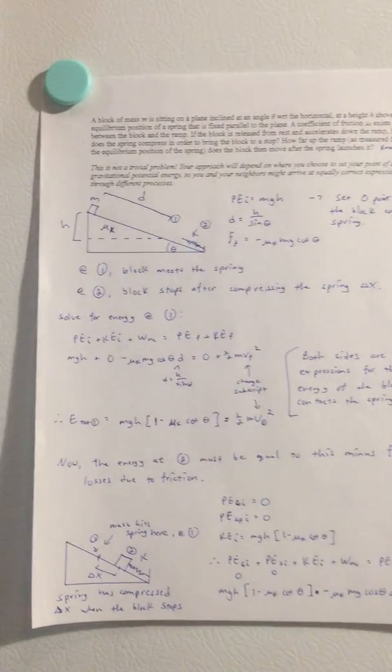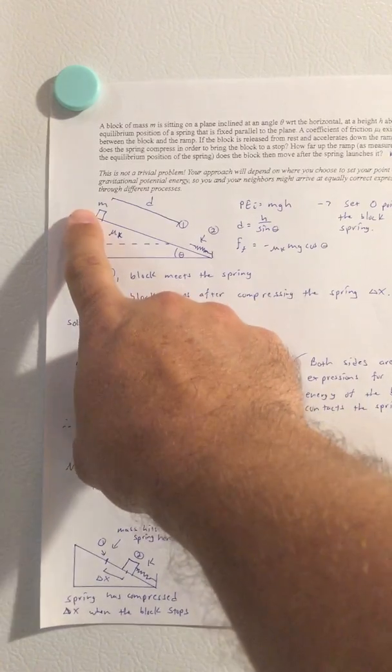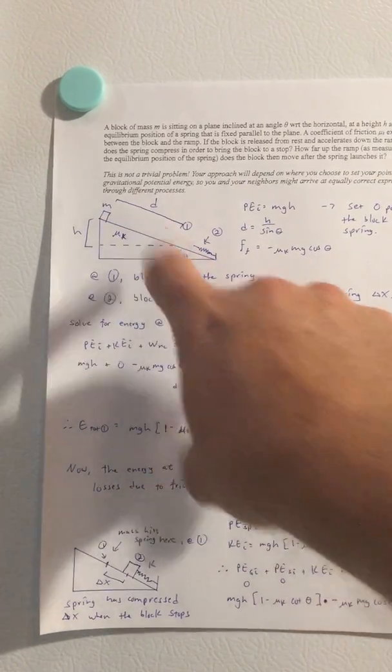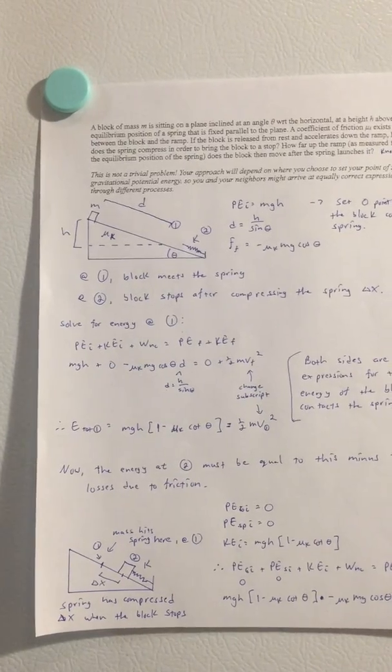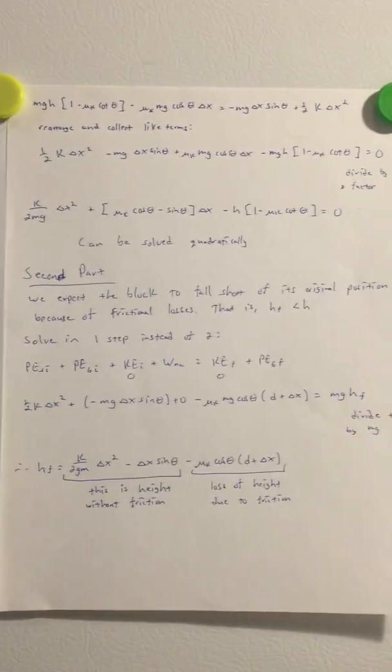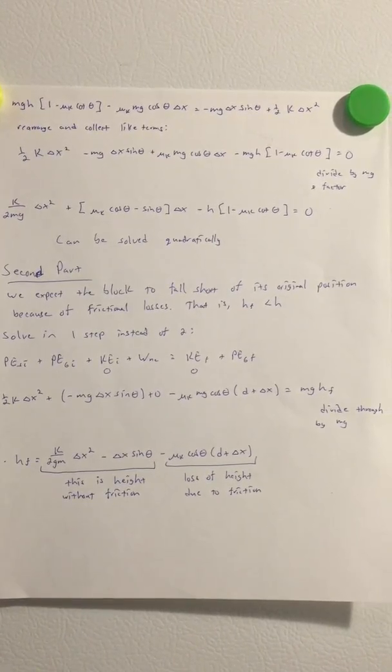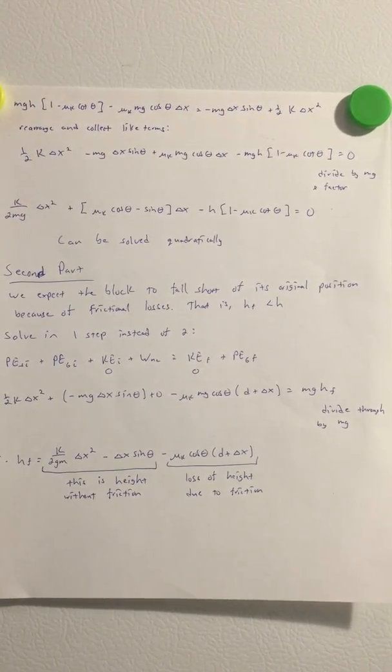spring relaunches it. So here's the situation. The block will come down, compress the spring, which will then relaunch it, and it'll move back up the ramp. So first let's ask ourselves, what do we expect? It's always a good thing to ask yourselves in a physics problem. If you're thinking through it physically, ask what you expect to happen.